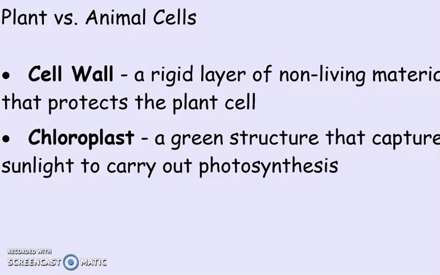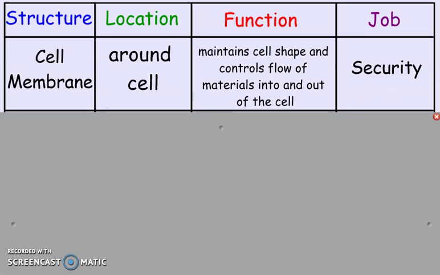So let's look at some of those other structures. These are in both types of cells. The first is the cell membrane, and the cell membrane is actually all the way around the cell. So we're going to look at a diagram later and you'll be able to see all these parts. Its job is to make sure that the cell kind of has a shape.